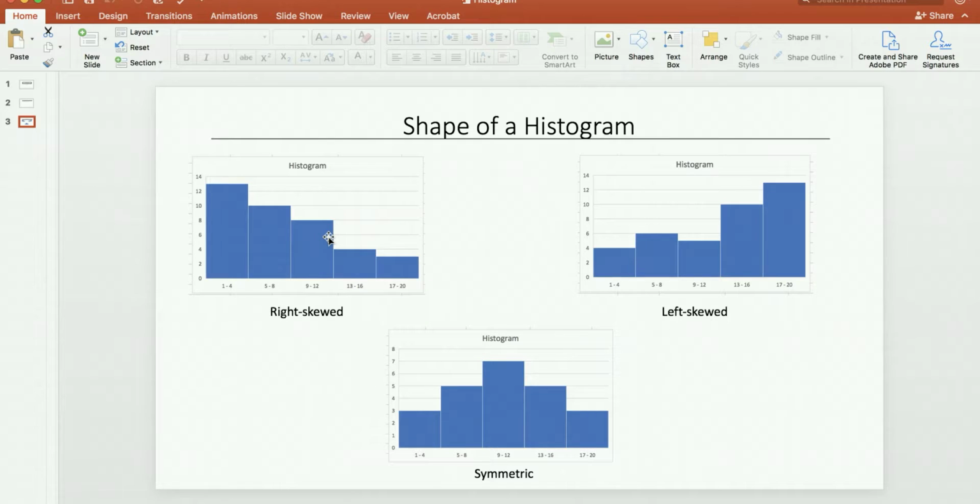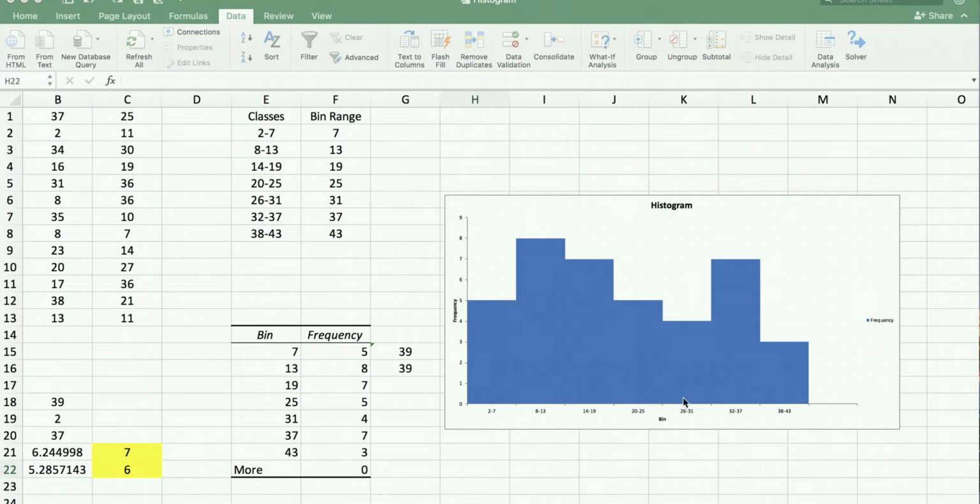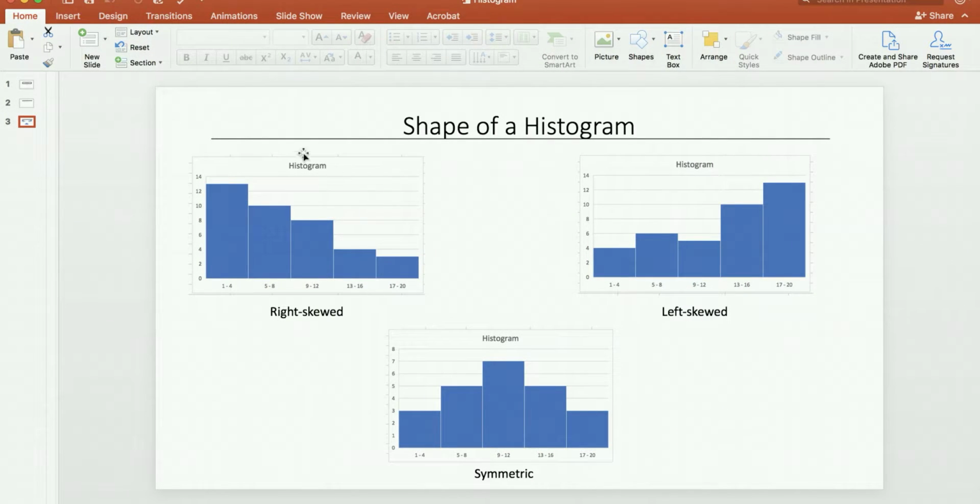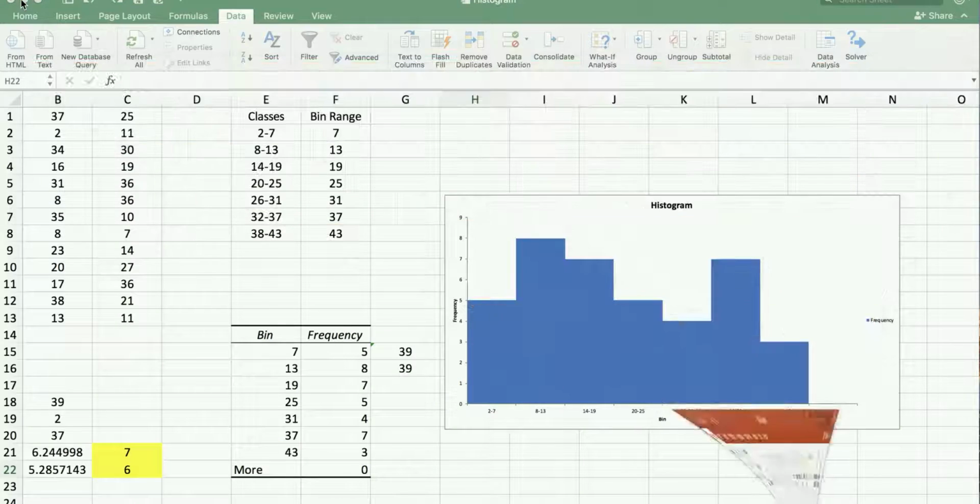So our histogram, even though it's not a perfectly right skewed histogram, it looks more like this because of the larger frequencies on the left. So therefore we can call this a right skewed distribution or positively skewed distribution in this histogram.